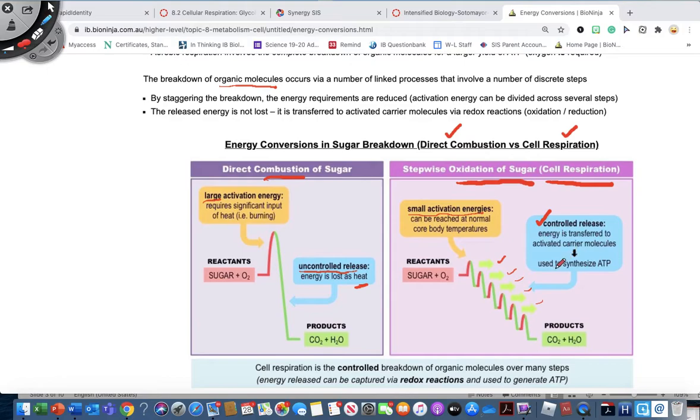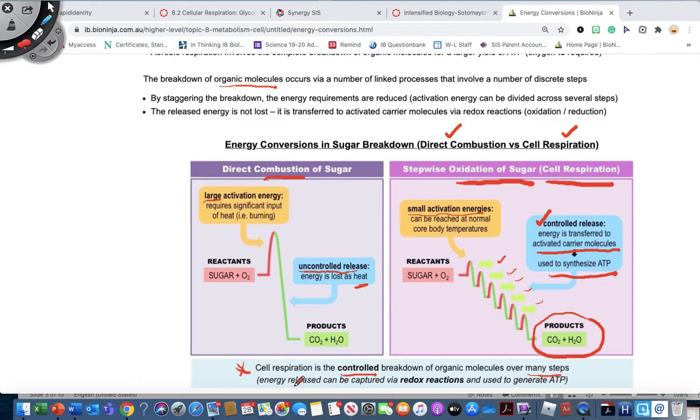That energy is actually going to get picked up and it's going to get transferred through these carrier molecules that we're going to learn about in just a sec. And then you take that energy and you use it to synthesize the ATP, or the energy that you need in your body. Now, the side products are still carbon dioxide and water, and we know that those are the end products of cellular respiration.